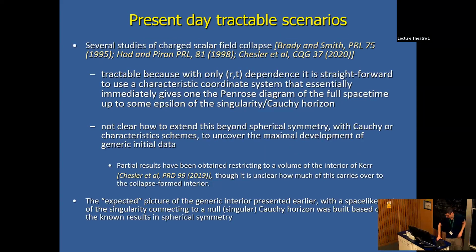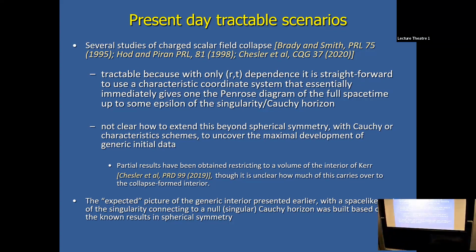Again, on the numerical front, there have been several works, starting back with Brady and Smith and Hod and Piran, and more recently Kehle, where they've looked at the formation of Reissner-Nordström black holes in spherical symmetry. I'm not going to go over the results because they're consistent with what people have discussed before and with the results that I'll show later, with a few differences. But the open question is that it's not really clear how to interpret that beyond spherical symmetry, and we hope that the qualitative features are generic in some sense.